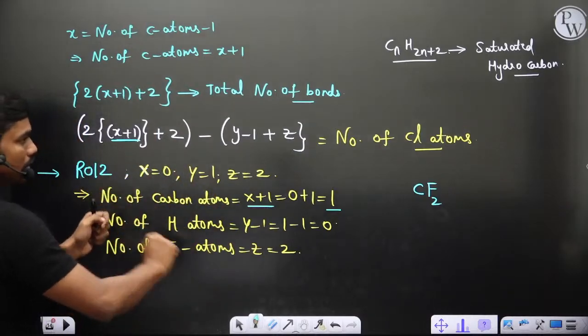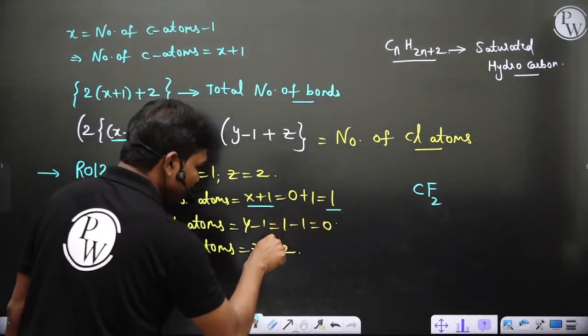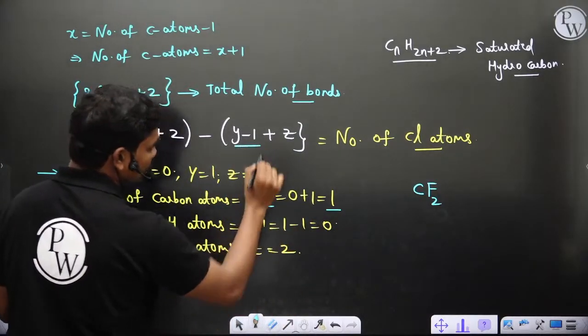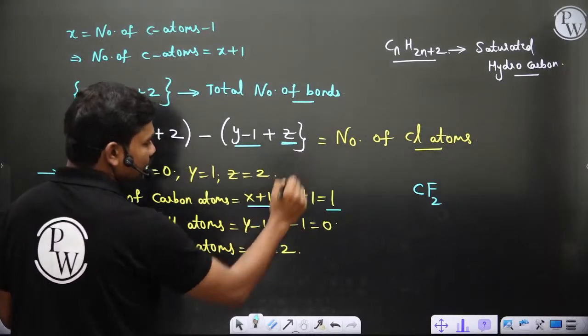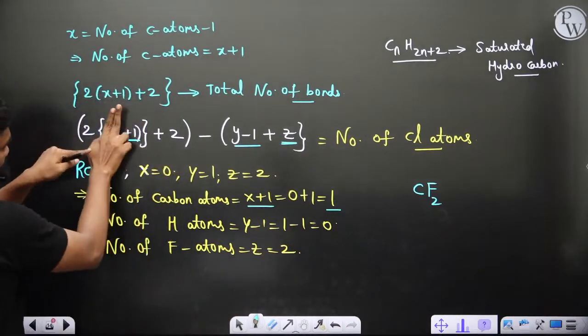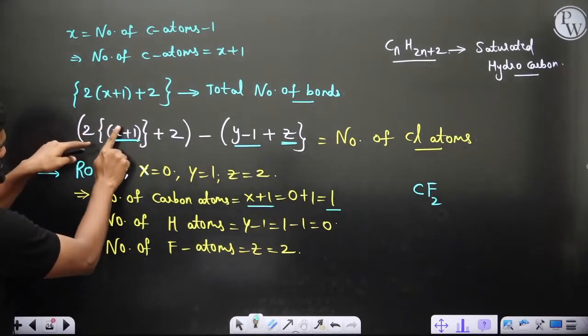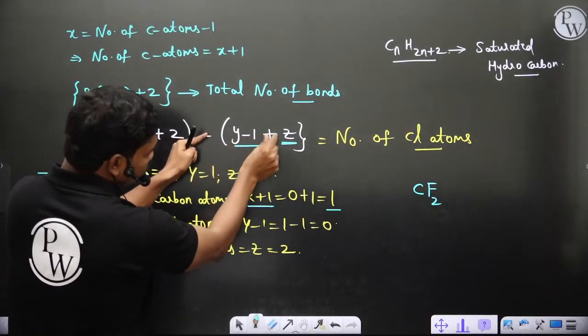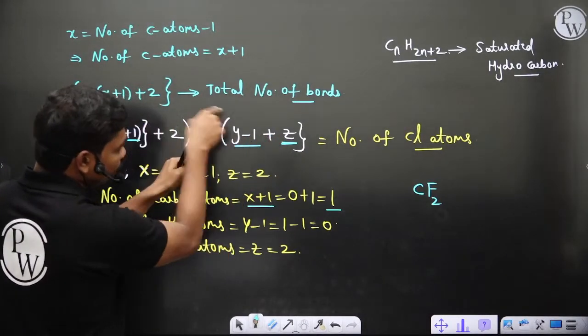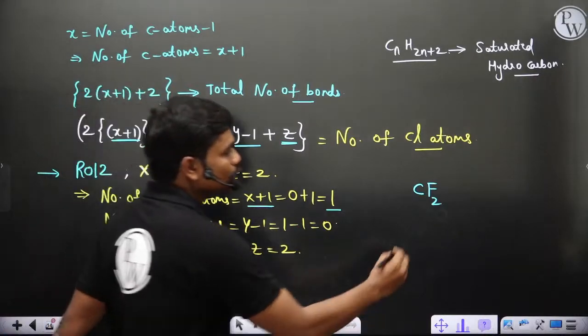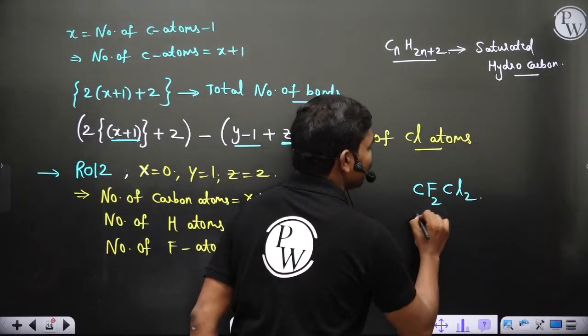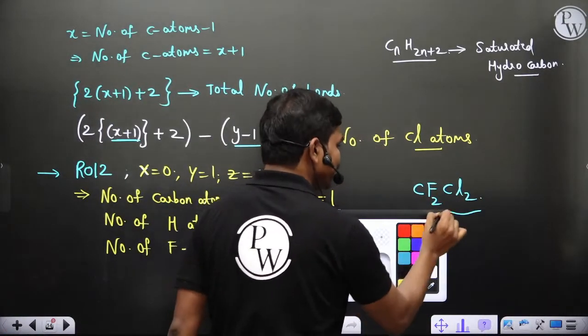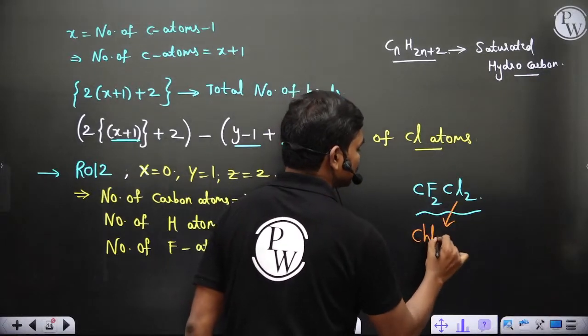Okay, but hydrogen atoms is 0, fluorine atoms is 2. So this y minus 1 is 0 and z is actually 2. This is total 4. 4 minus 0 plus 2, so this is only 2. So 4 minus 2 is actually 2. So we have 2 chlorine atoms in this. So this is called CF2Cl2, which is a very dangerous chlorofluorocarbon.